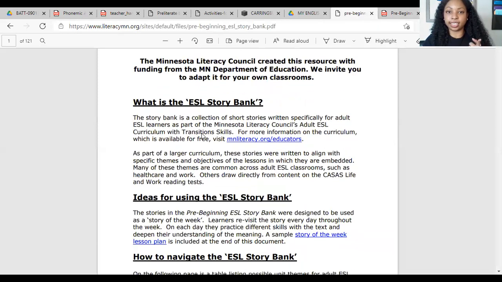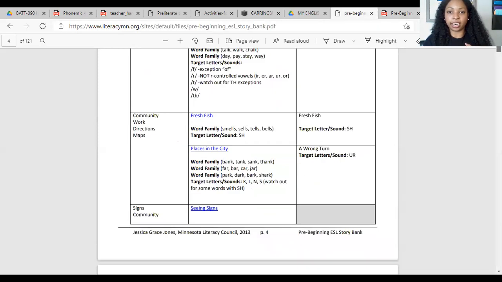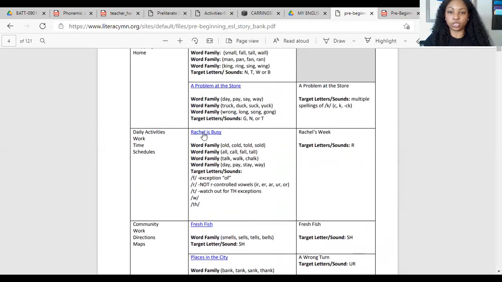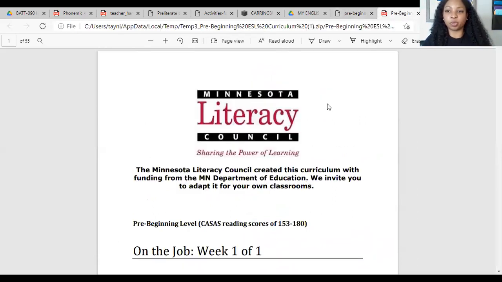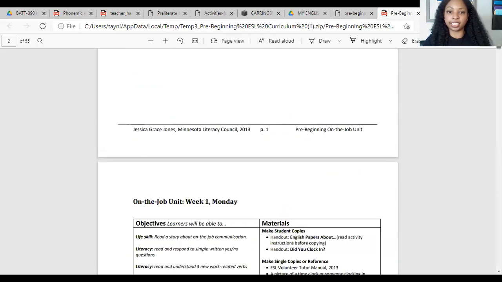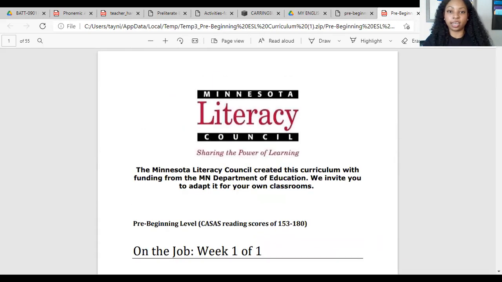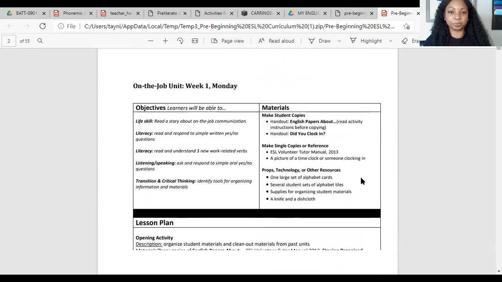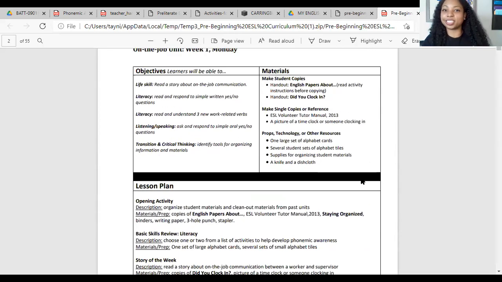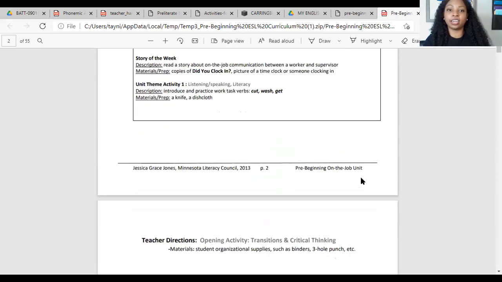This is the ESL Story Bank, and if you look down, it's got different categories, and then you can click on a story, and it also has related worksheets and target sounds and word families all laid out for you, so it's really great. This is an example of one of those lessons from the pre-beginning curriculum called On the Job. So this is something that students can use right away, which really builds confidence, and it's very motivating.